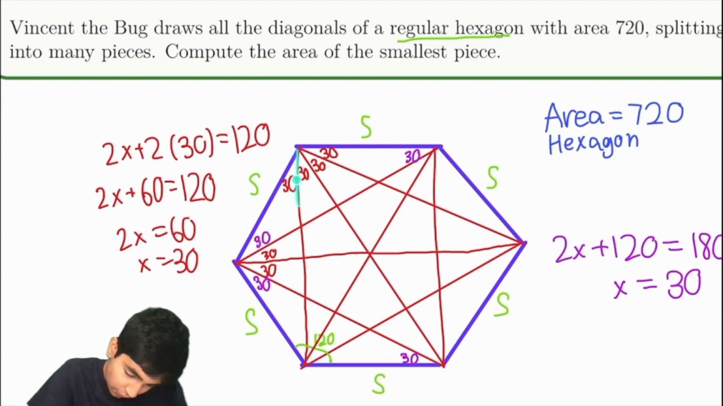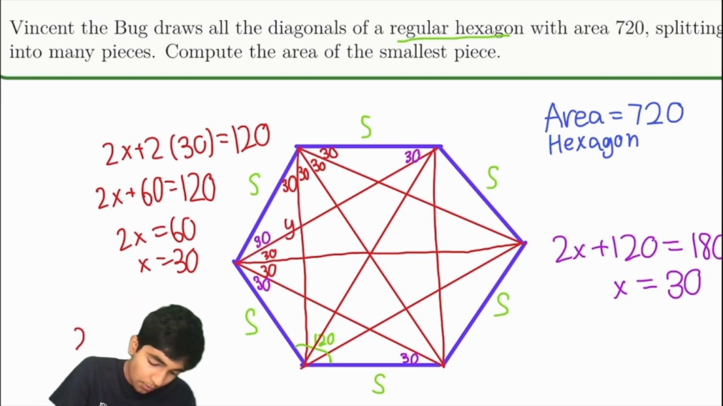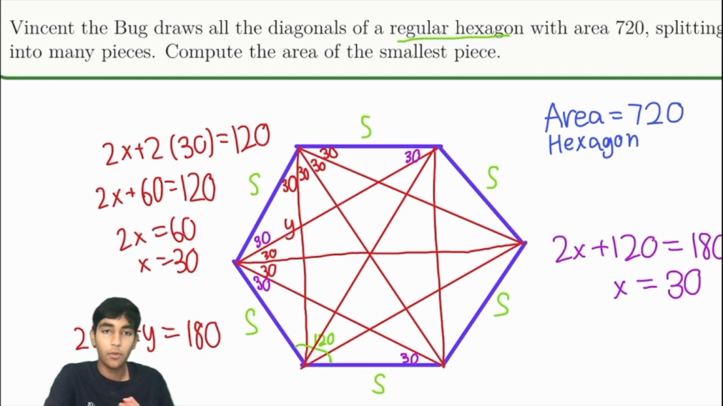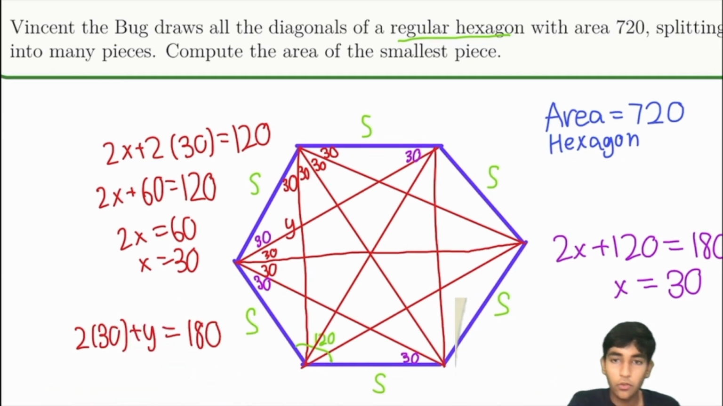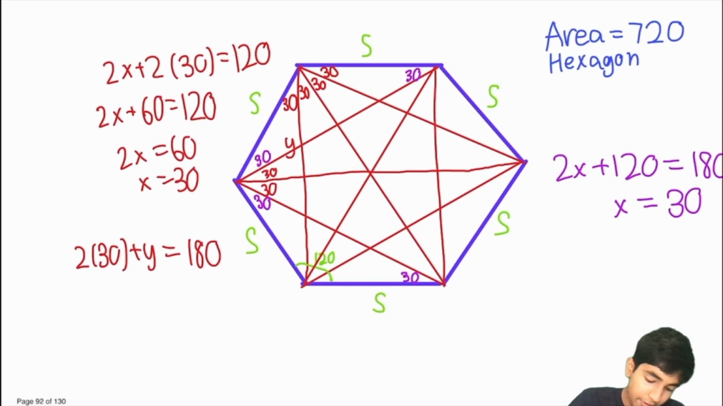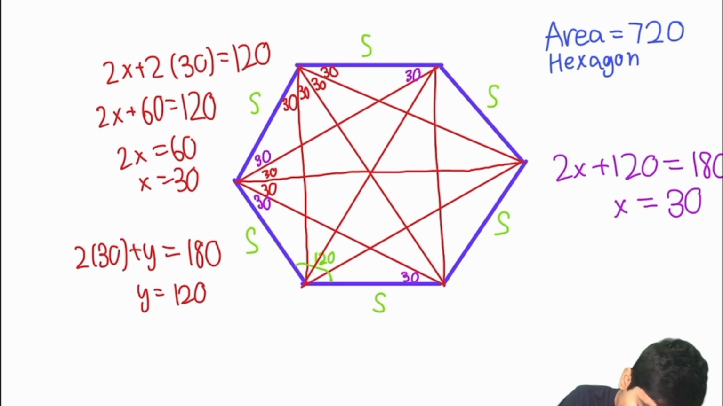That means that this over here is an isosceles triangle, because 30, 30 means these two sides are equal. Also, let's call this angle y. Now we have 2 times 30 plus y equals 180 because of the sum of angles in a triangle formula. And this gives us y equals 180 minus 60, 120. So this over here is 120.